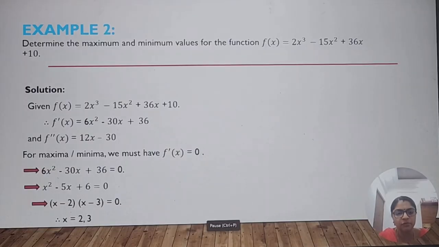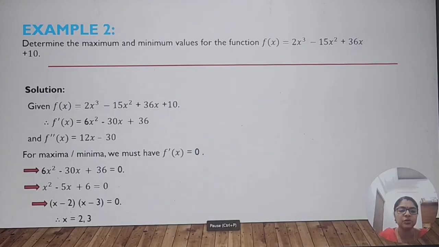According to the working rule, first we have to find the first derivative, that is f dash of x is equal to 6x square minus 30x plus 36. Again, we have to find the second derivative for our calculation, that is f double dash of x is equal to 12x minus 30. Again, we use the working rule: we put the first derivative as 0, so f dash of x is equal to 0, that means 6x square minus 30x plus 36 equal to 0. After solving the equation, we will get the two values for x, that is x is equal to 2 and x is equal to 3, and these are the two stationary points.